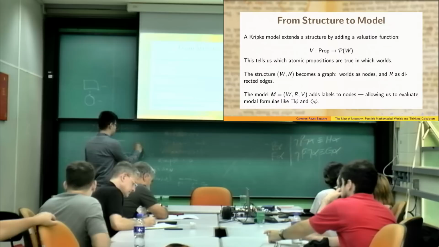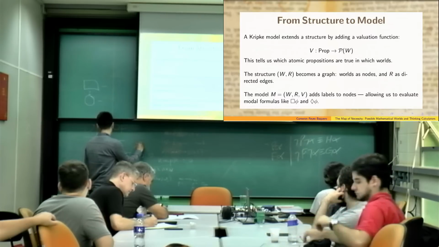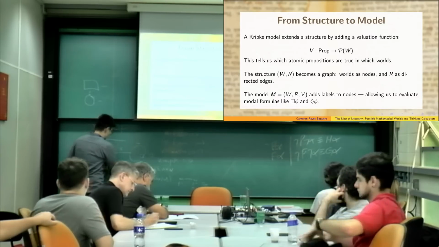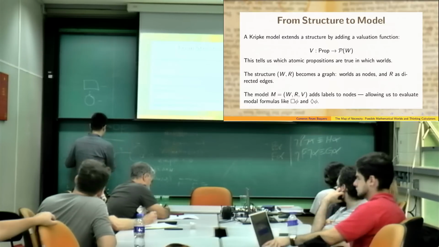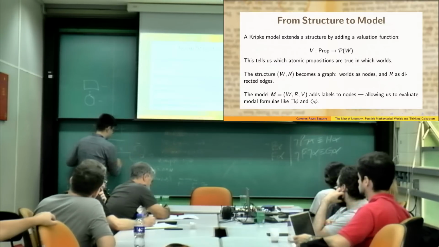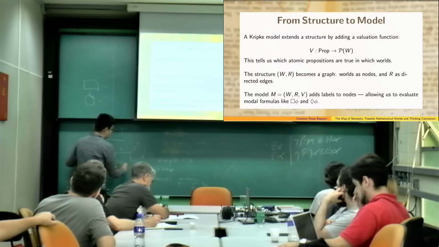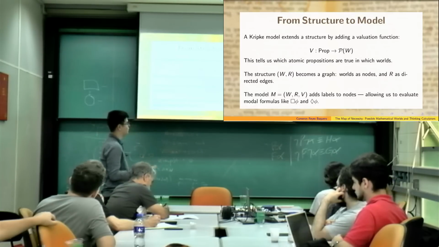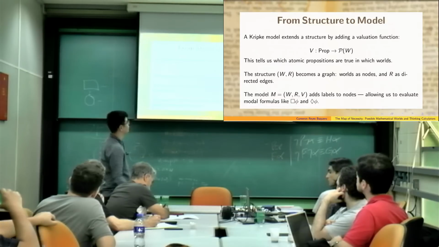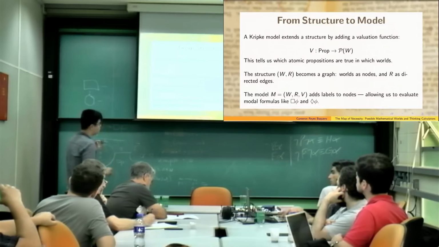We have W2, W1, W0. And what's going to happen is that every proposition that is true in both worlds is going to be necessarily true. And if it's just true in one of the worlds, it's going to be possibly true. That's kind of easy to understand right now. We're going to move it even further.